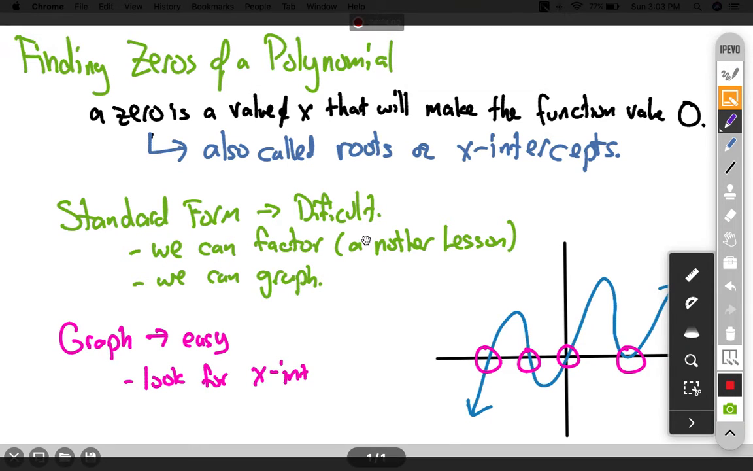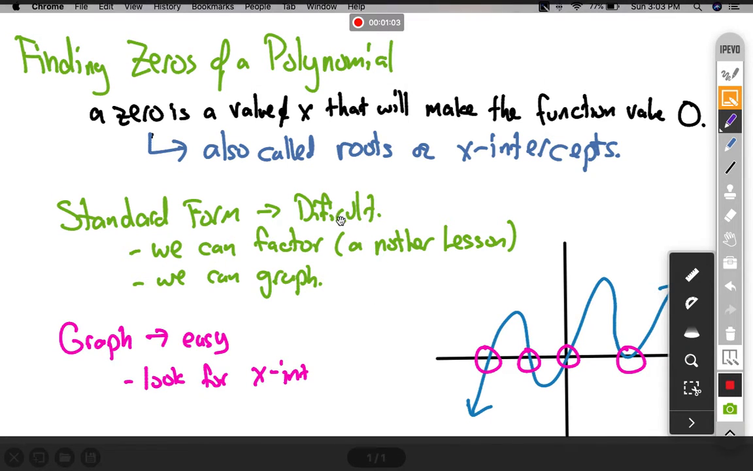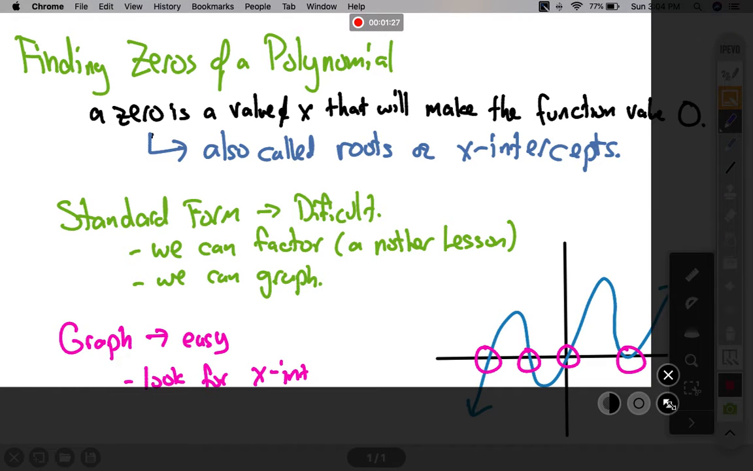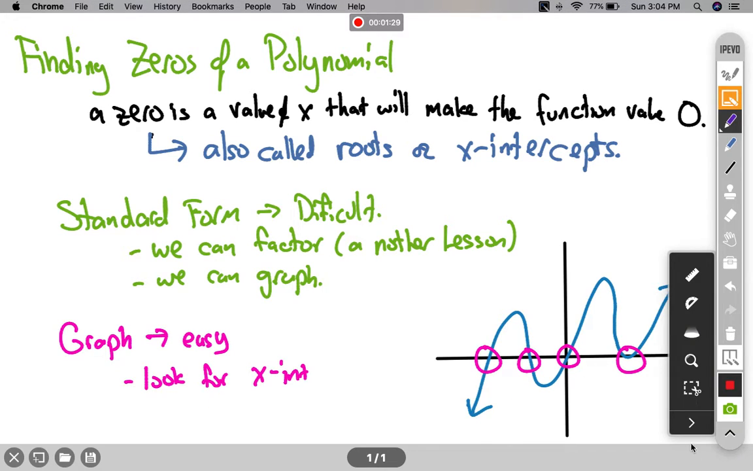Now, graphing is generally pretty easy when we do one of these. When you're looking at graphing, basically we're looking for where the function value equals 0. That's where it crosses the x-axis. That's why we're calling it an x-intercept. So we just look and see where these points are where it crosses the x-axis, and those are our zeros.